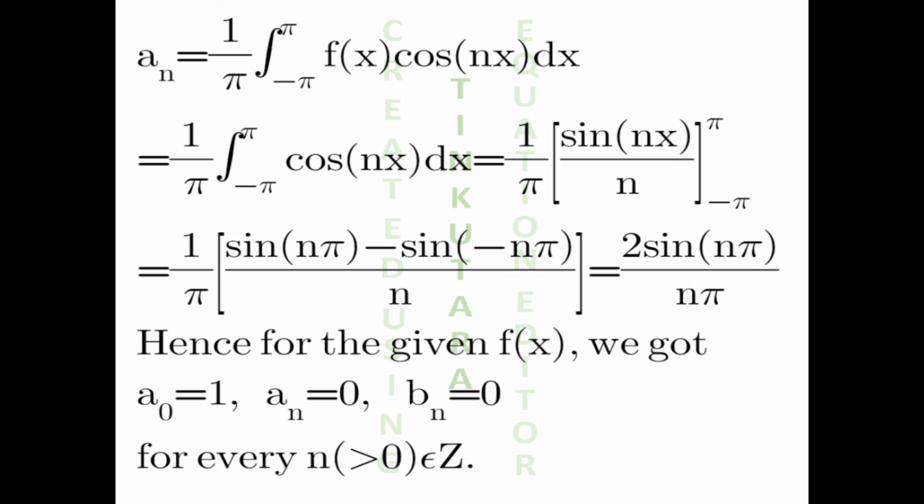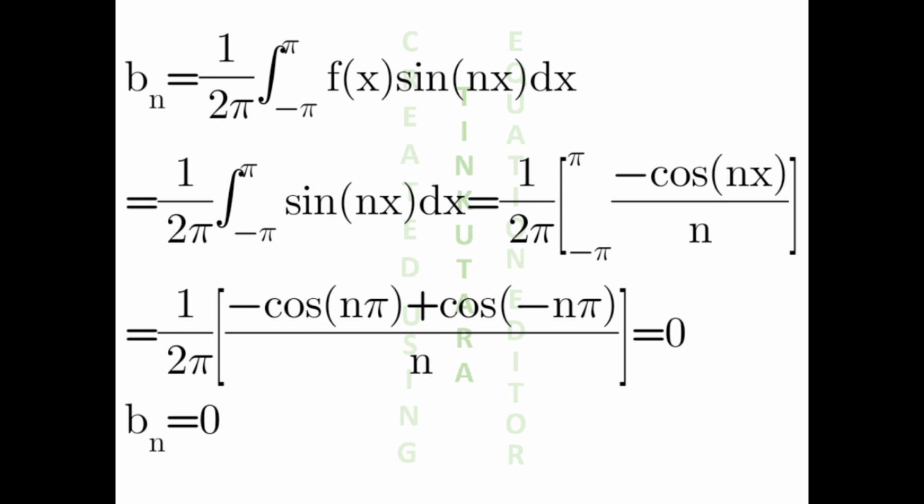Hence for the given function we get a0 is equal to 1, an is equal to 0, and bn is also 0. As for bn, we need to consider here 1 by pi instead of 1 by 2 pi. It is wrongly written. You make a correction. bn is equal to 1 by pi integration from minus pi to plus pi f(x) into sin nx dx, and as f(x) is equal to 1, its value will be 1 by pi integration of sin nx dx over the interval minus pi to plus pi, and its value becomes 0.